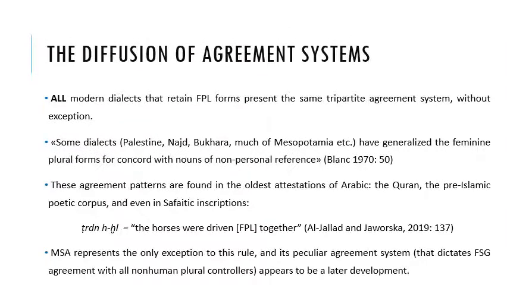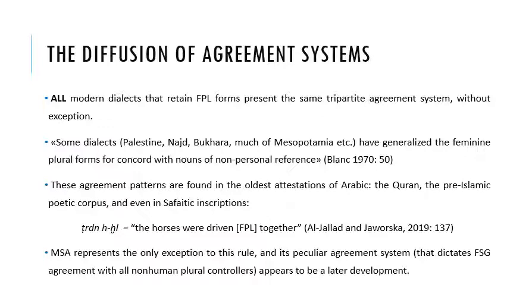Now, in the last months, I have consulted every description I could get access to of dialects that retain feminine plural morphology. I did a very extensive survey. I believe I left very little out, and the results of this survey are strikingly uniform. The agreement system I have just described, the one with 3 agreement classes, seems to be a feature of all these dialects. There is no exception.